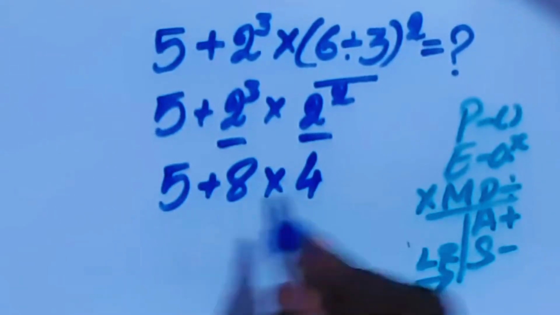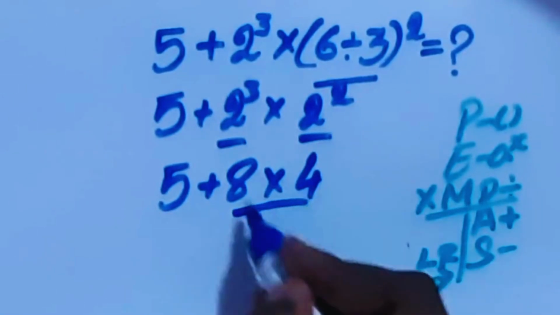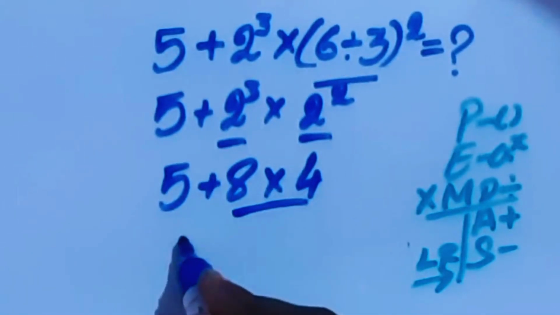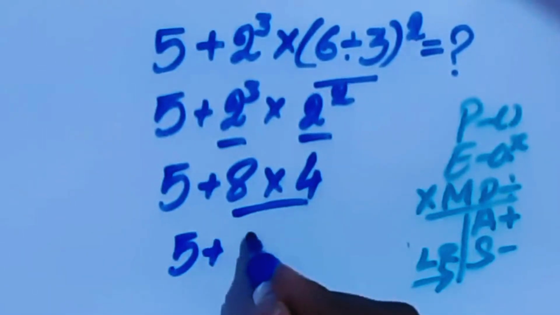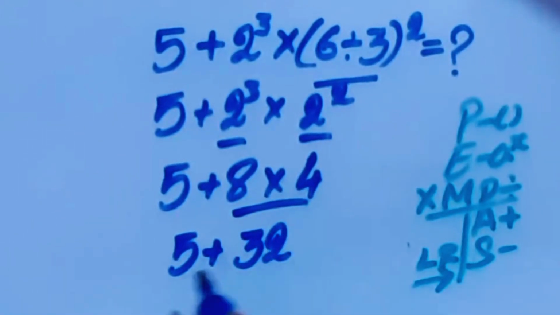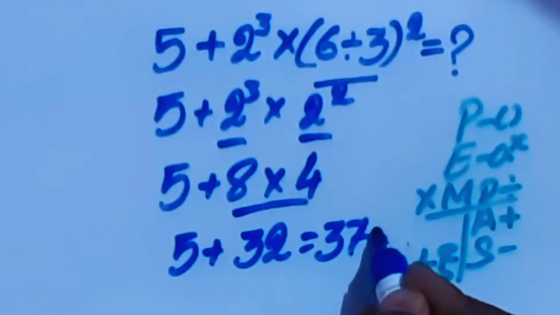The next priority is multiplication and division. Here we have multiplication, so we have to do this multiplication before this addition. Here 5 plus, here 8 times 4 is 32. Here 5 plus 32 is 37, which is the correct answer.